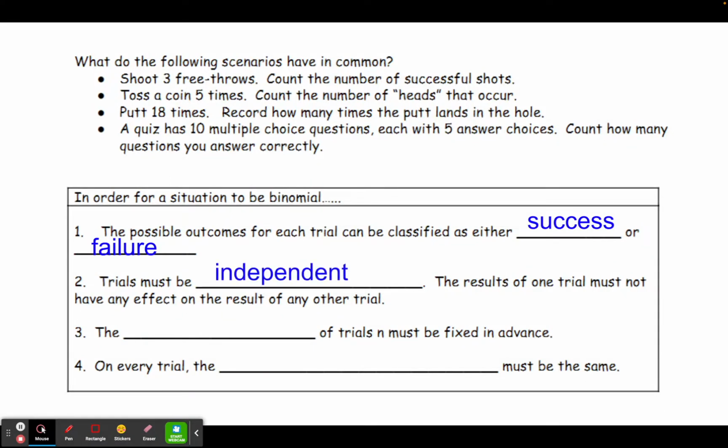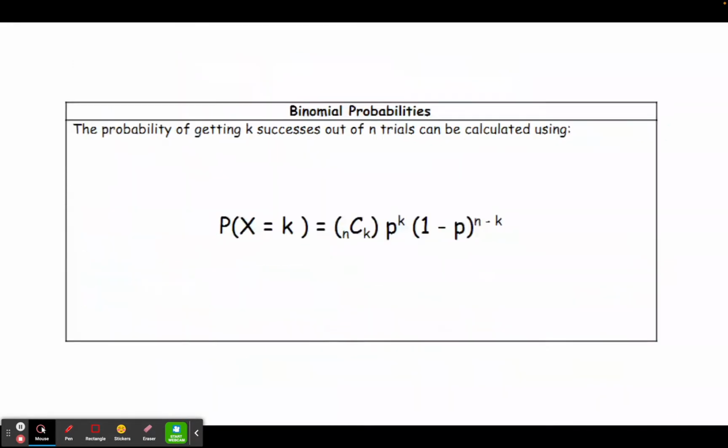Second thing that has to be true is that your trials must be independent. So the first trial does not affect the second or the third or any subsequent trial. Third, the number of trials, n, must be fixed in advance. So we know how many free throws we're shooting. We know how many times we're tossing a coin. And lastly, on every trial, the probability of success must be the same. Now, when all of these conditions are satisfied, you have what's called a binomial probability situation.